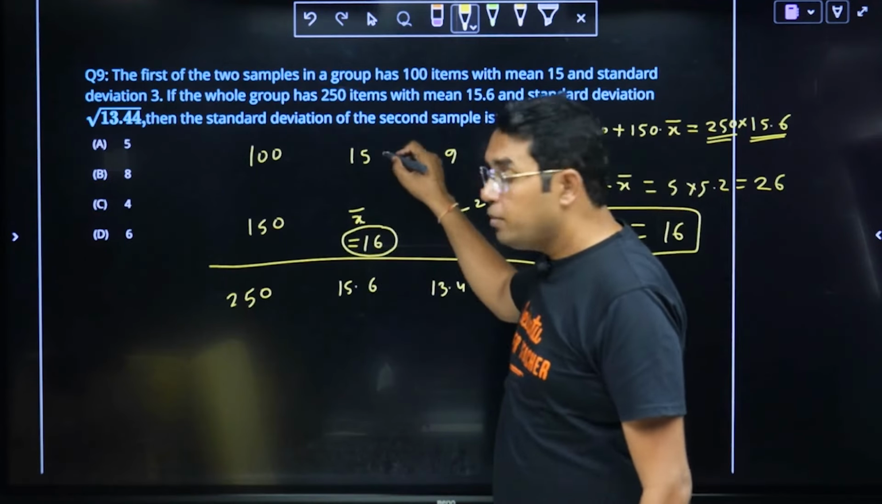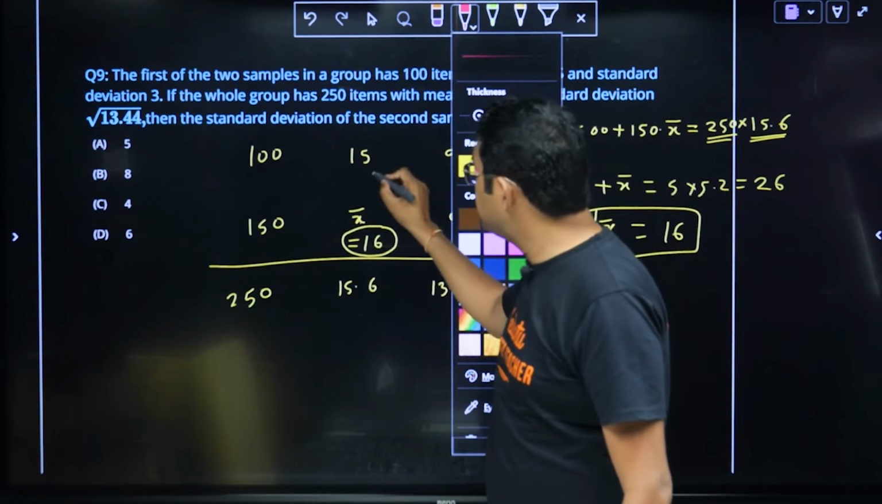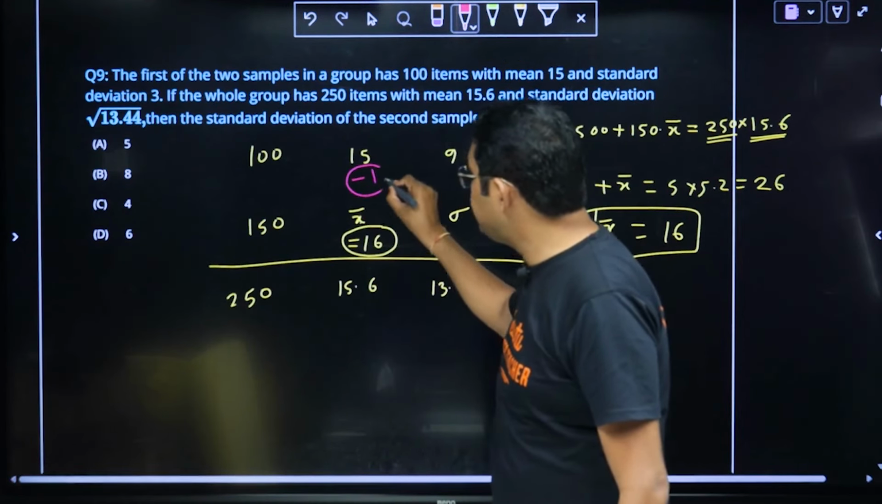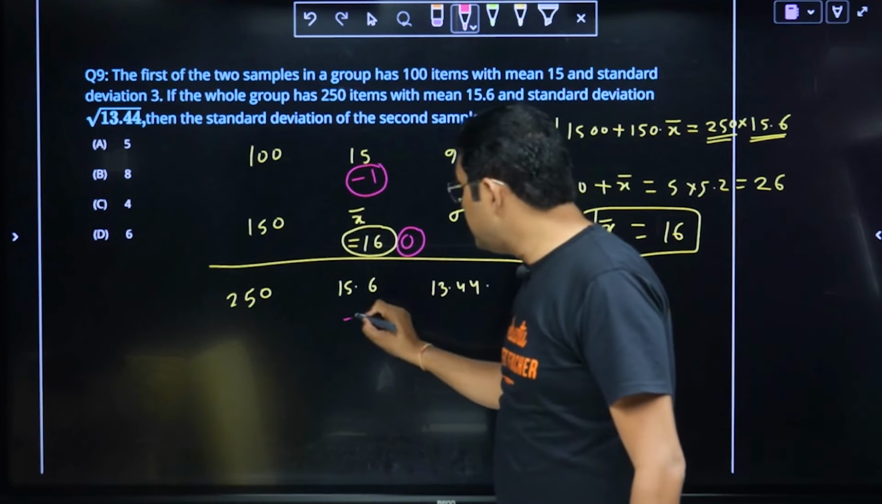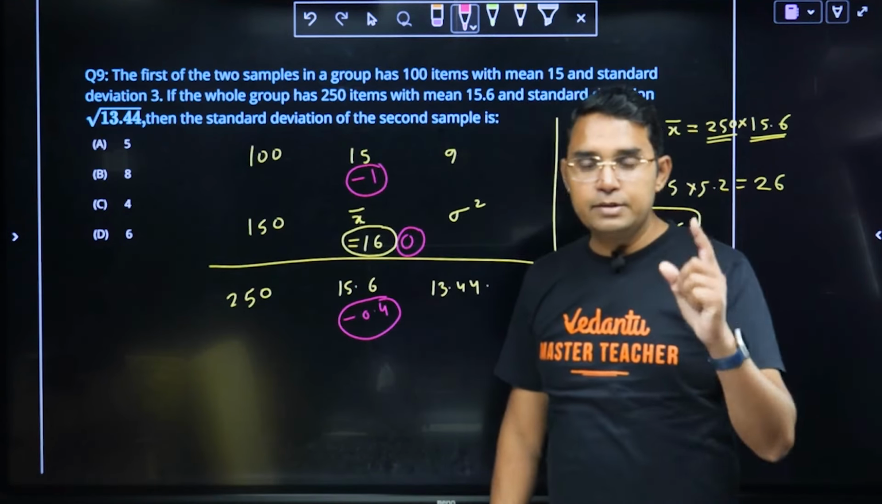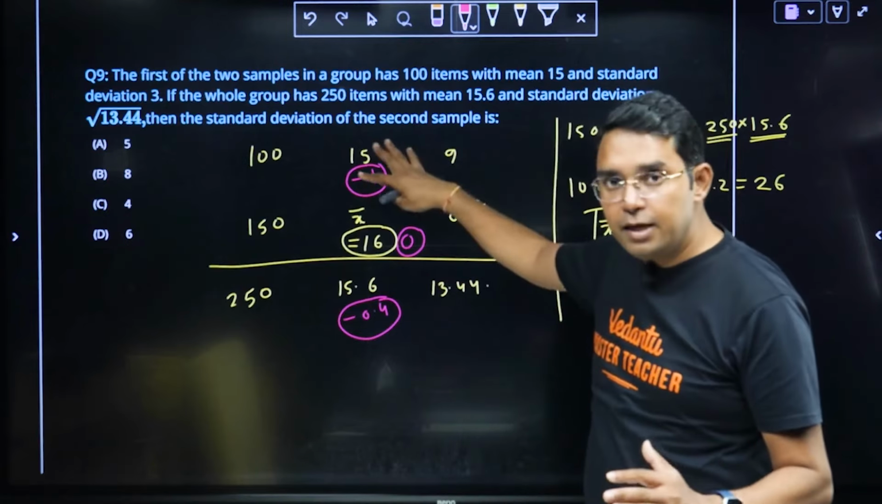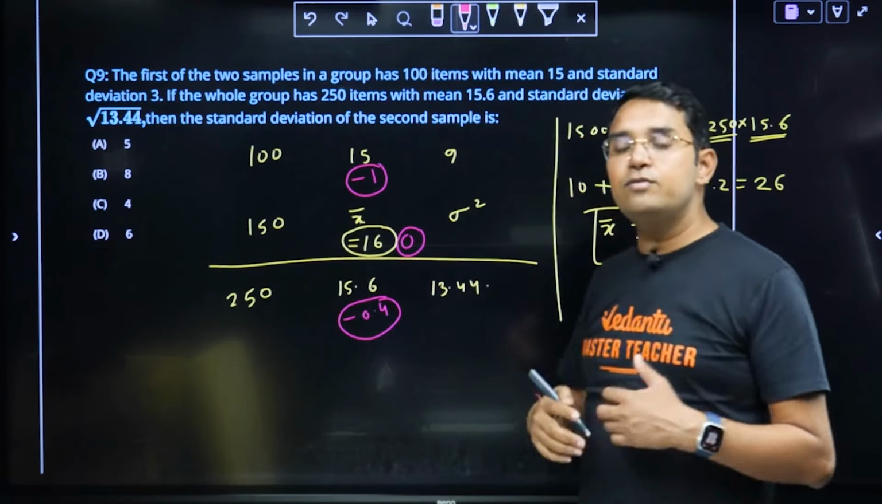So my new mean here, let me use a different color pen. I will subtract 16 here. So my new mean will be -1 here, 0 here, and -0.4 here. Please see, I am subtracting the entire data by 16. By doing this, this variance will not change, this variance will not change, this variance will not change.